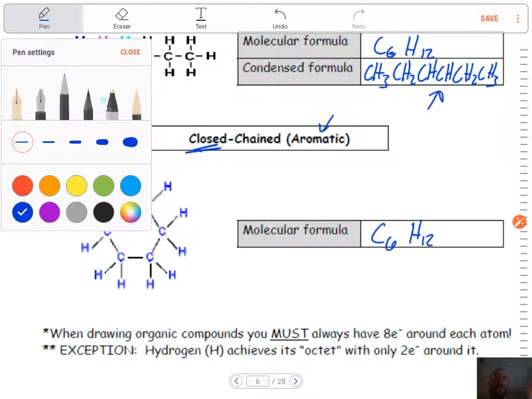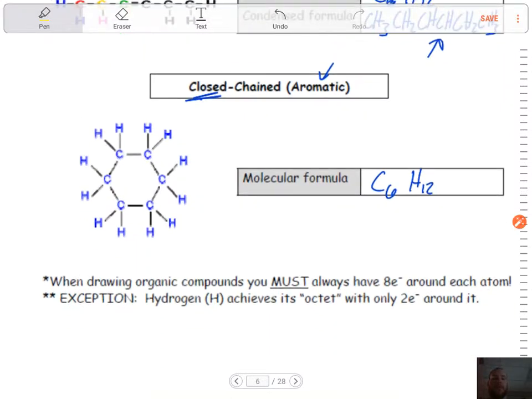Now, this is something not only with organic, guys, but it's with all bonding, but remember, when drawing organic compounds, you must always have 8 electrons around each atom, okay? So those are in bonds. The only exception is hydrogen, right? Hydrogen is only going to have 2, and again, that should be review for us. We spent a whole unit dealing with bonding, so this is kind of that first precursor going back to that, all right? So keep that in mind.